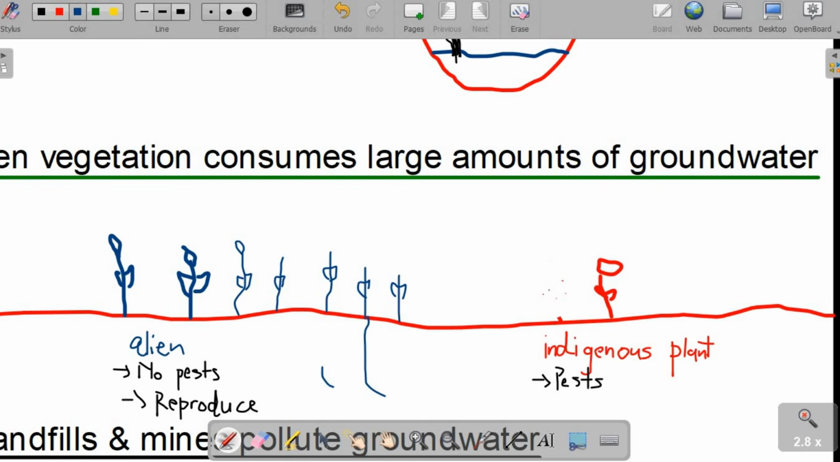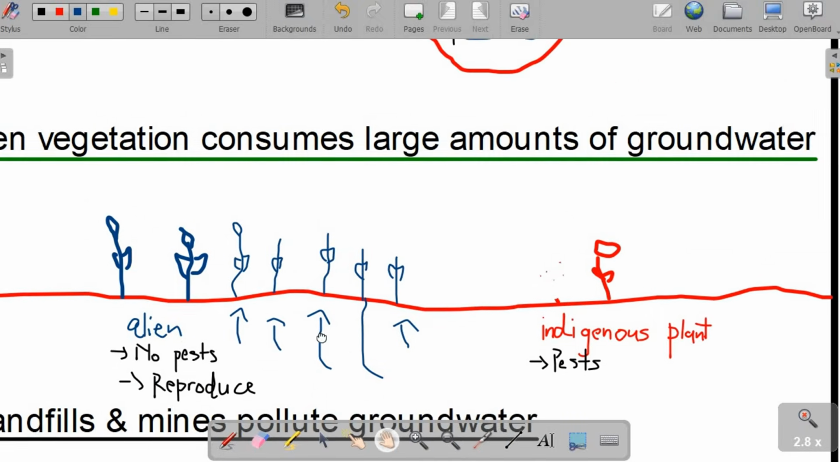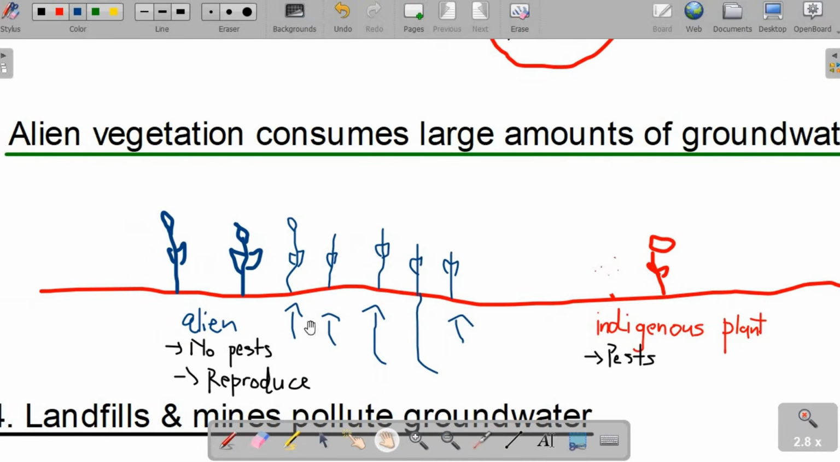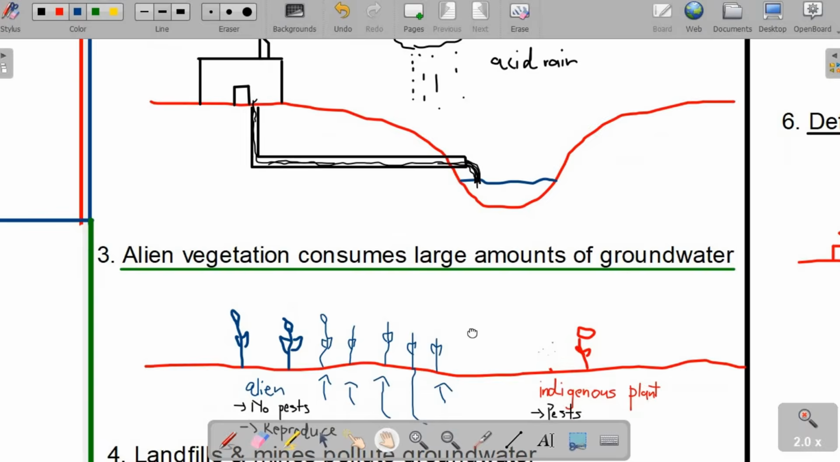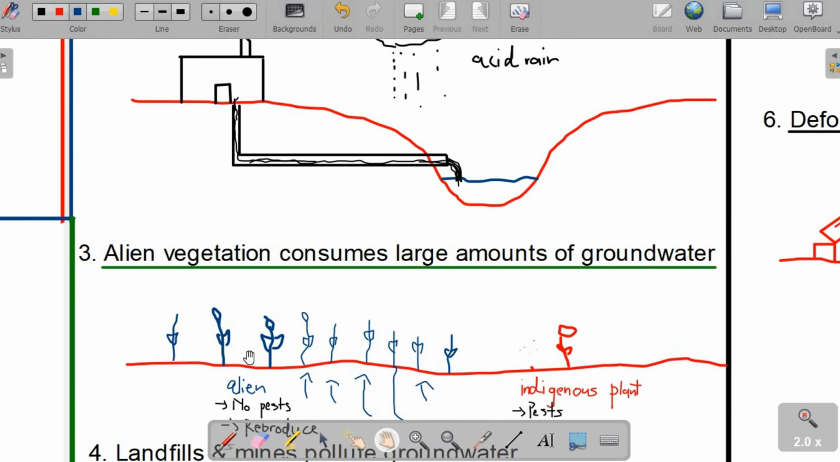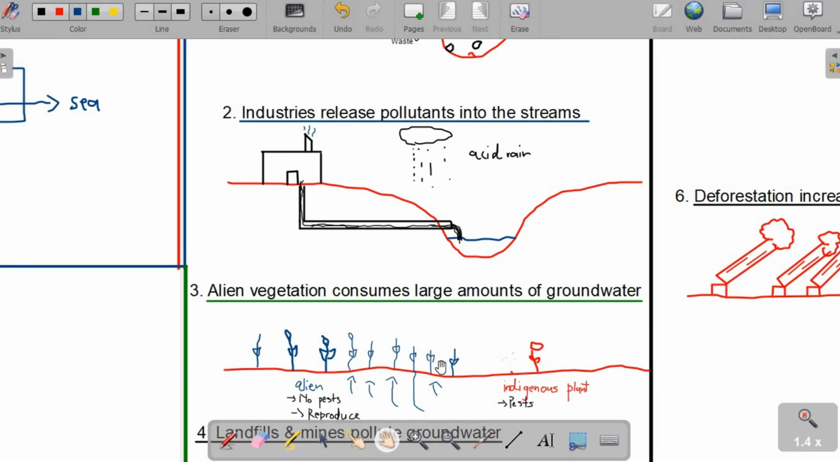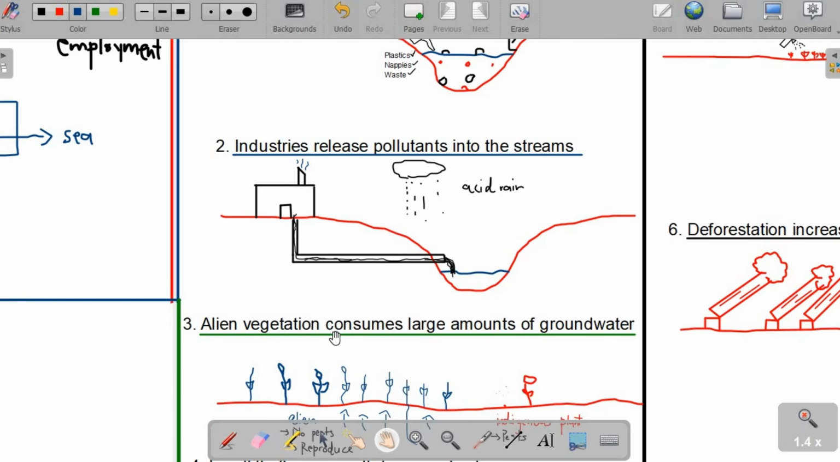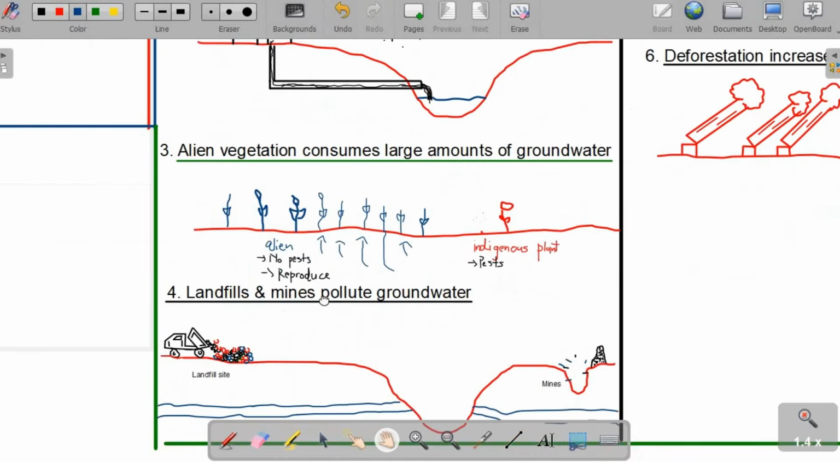It's going to use up way more water than our indigenous plants, and hence this is not good for our groundwater. Our groundwater will be consumed a lot by alien plants, and this groundwater feeds these river systems, right? This is unfair because you have this vegetation that is not originally from here, and that is now competing unfairly with our indigenous plants and consuming a lot of water. This of course depletes the amount of water, and hence it is a direct threat to our water resources. And yes, it is a human activity because it is brought by people from other countries into this country.